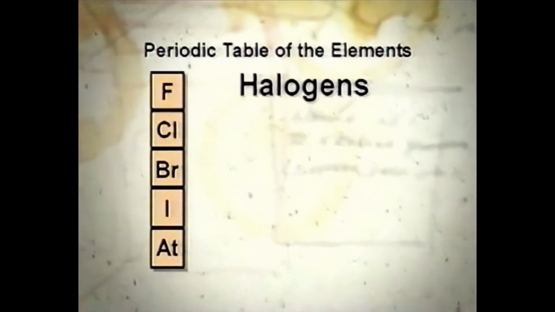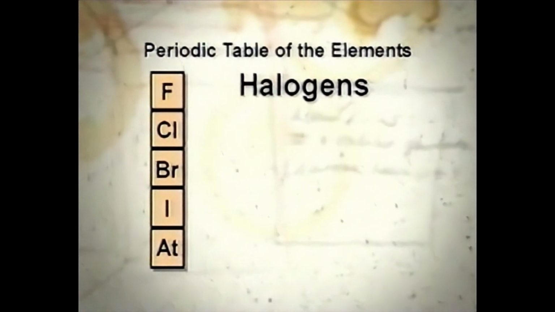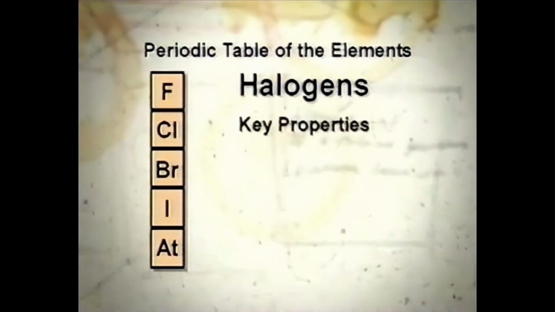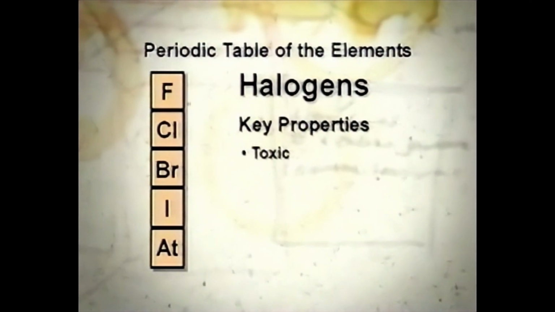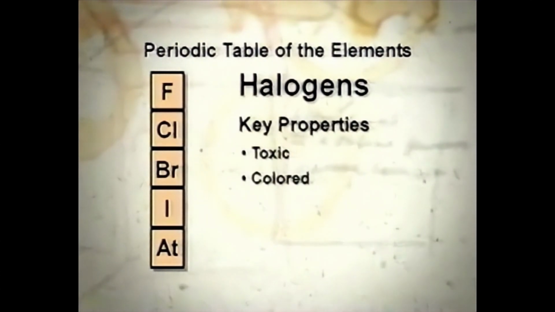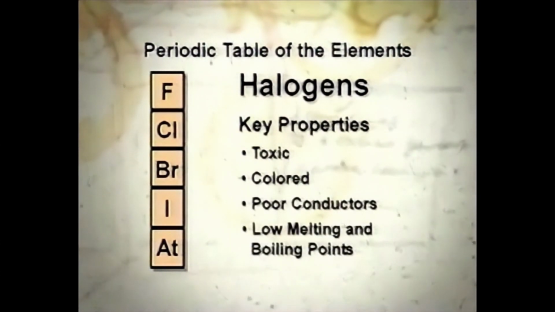The halogens form the seventh group in the periodic table, located just before the inert noble gases. The halogens are the most toxic and reactive of the non-metal elements. Each halogen has a distinctive color, getting darker as you move down the group. They are also poor conductors and have low melting and boiling points.